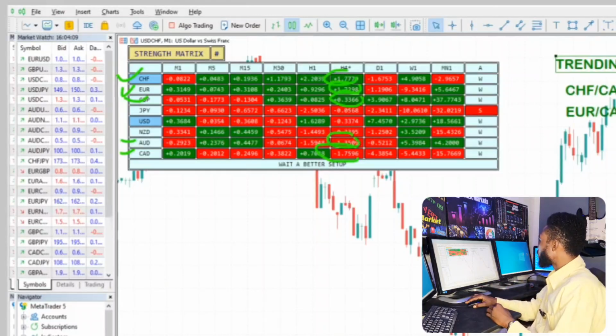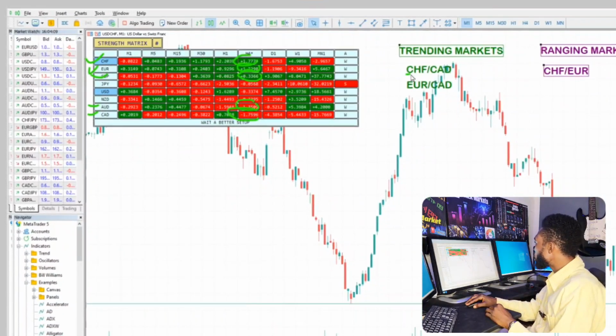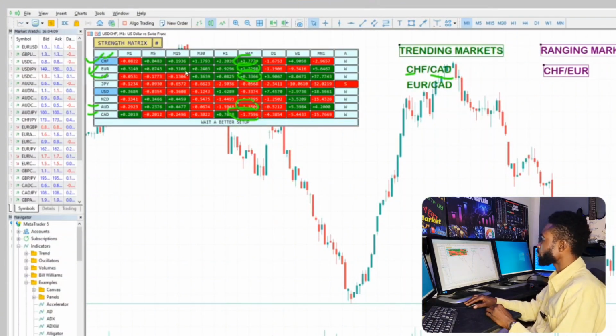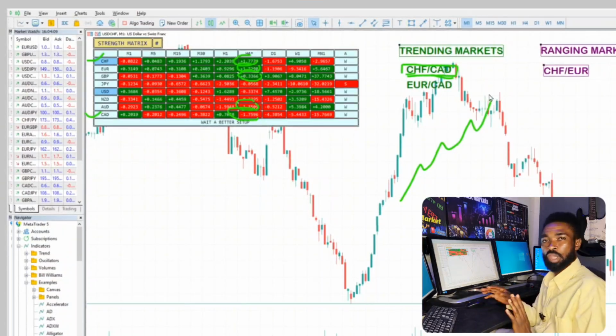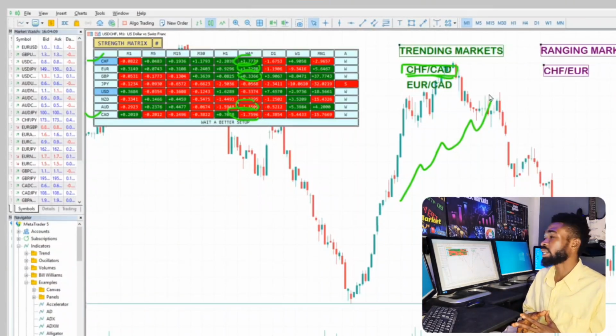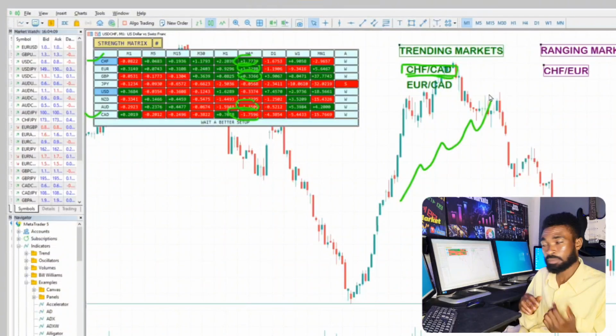So you could see that here I chose Swiss and CAD. So Swiss is, let me create this, guys. Let me create this. So Swiss is strong and the CAD is weak. So when I merge the Swiss and the CAD, I'm going to get a trending market. The market will be in the trending mode, which means I can now apply my trending strategies.